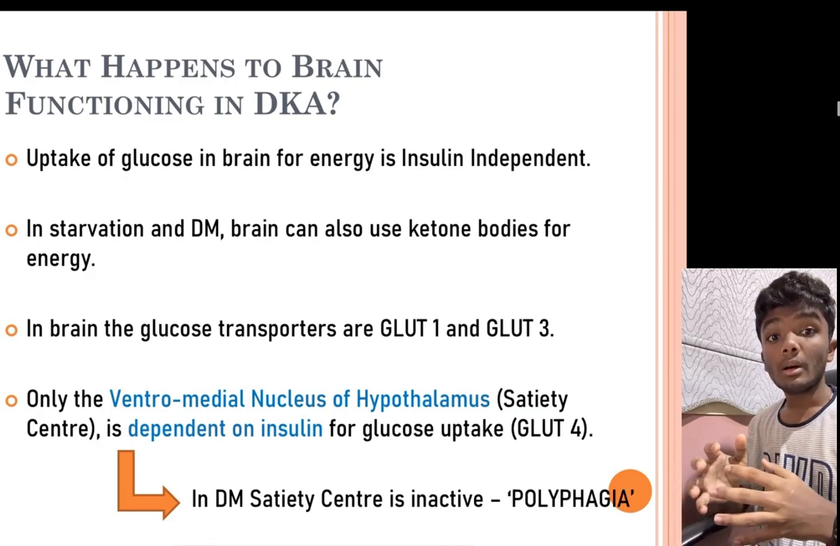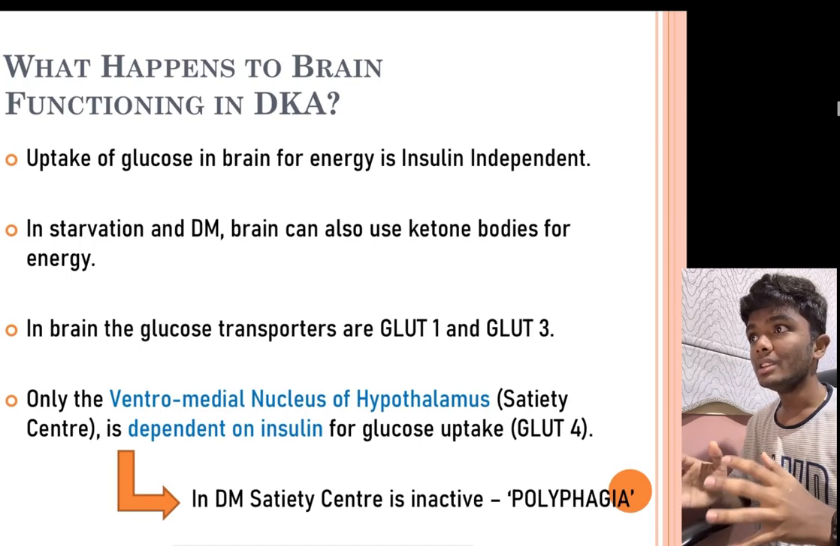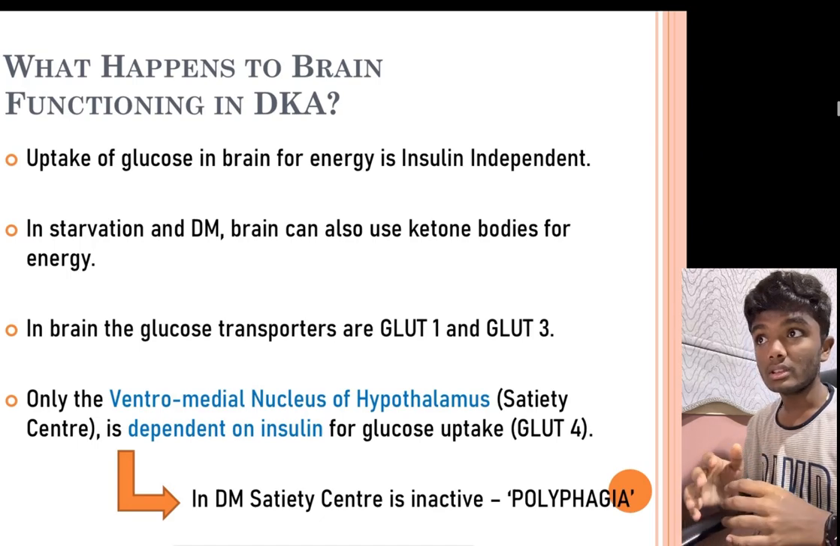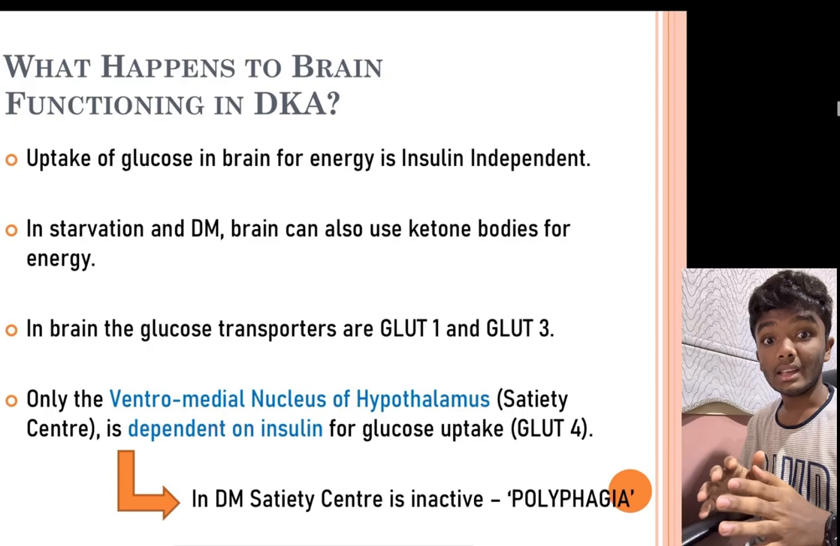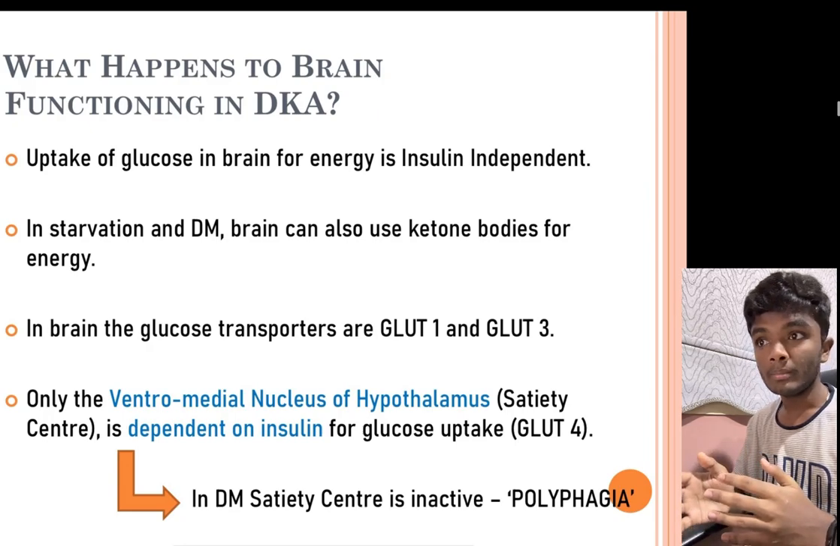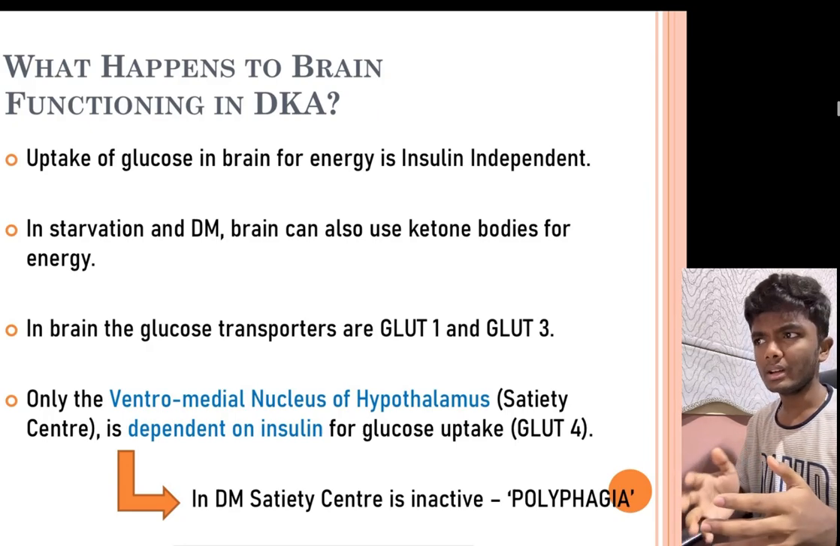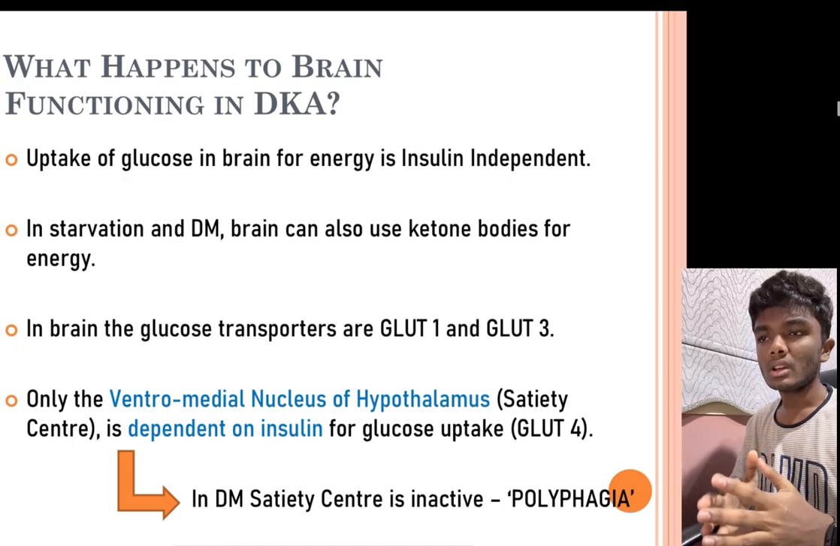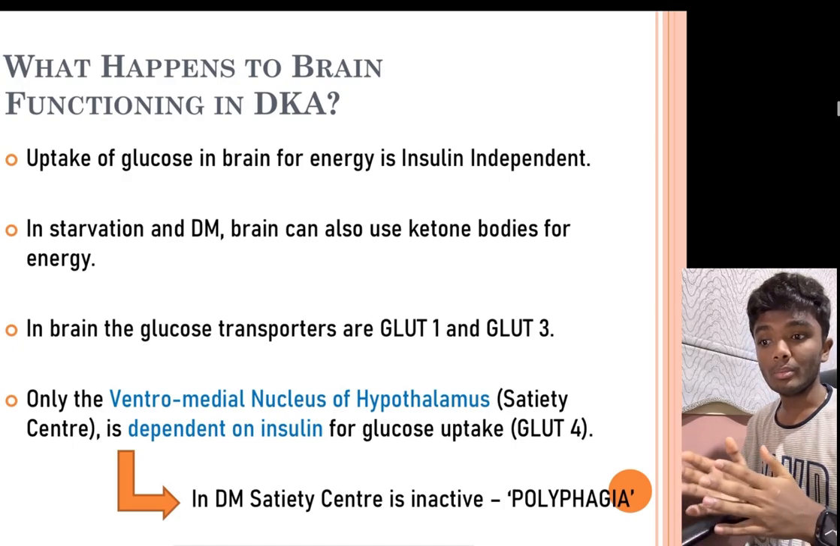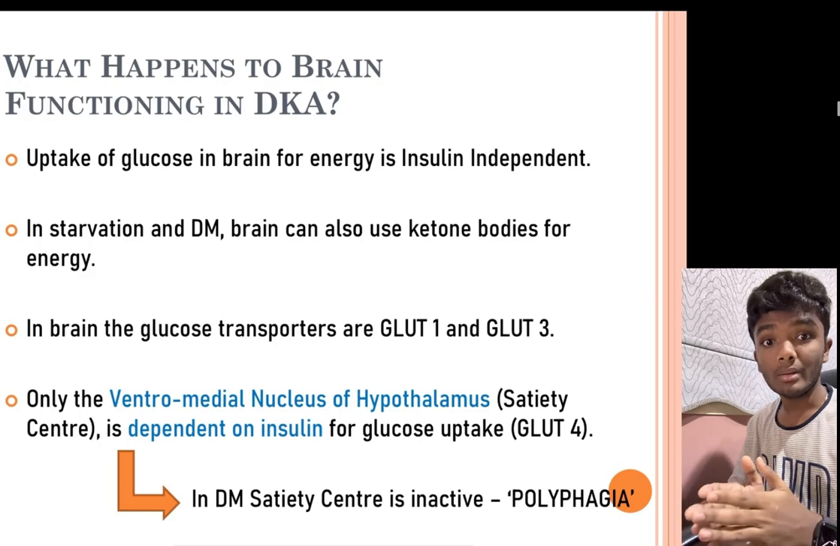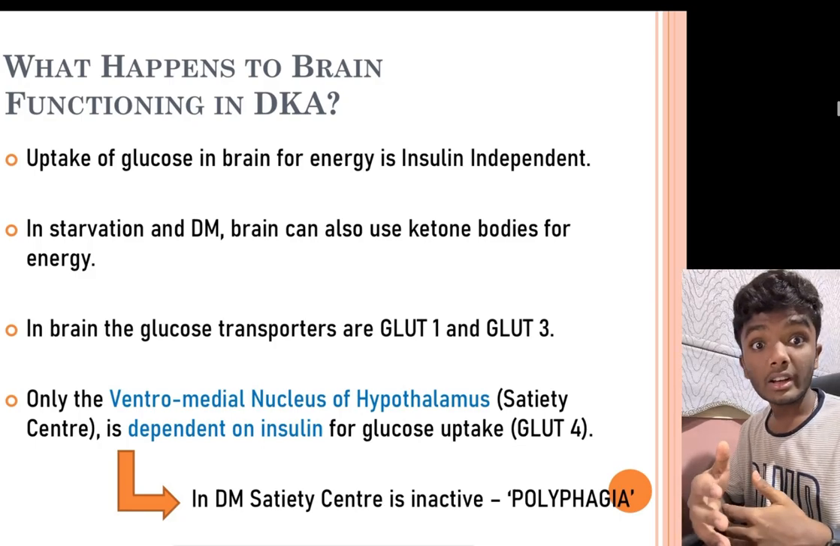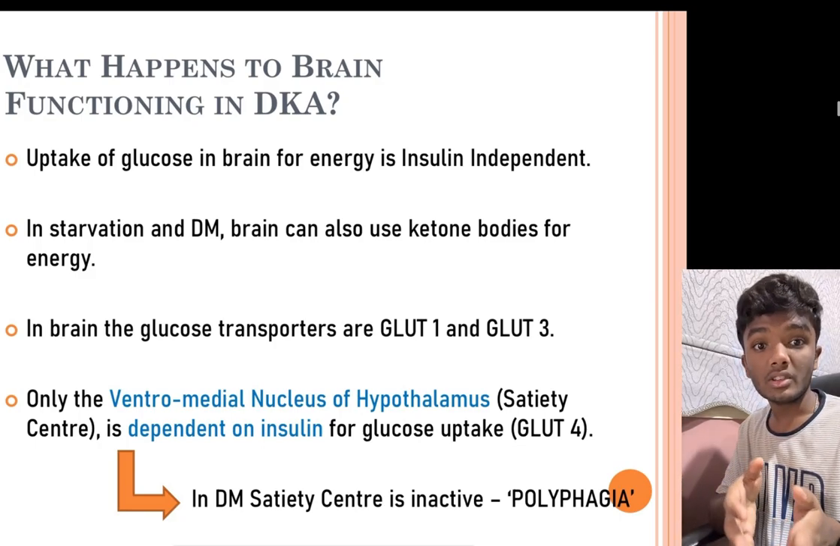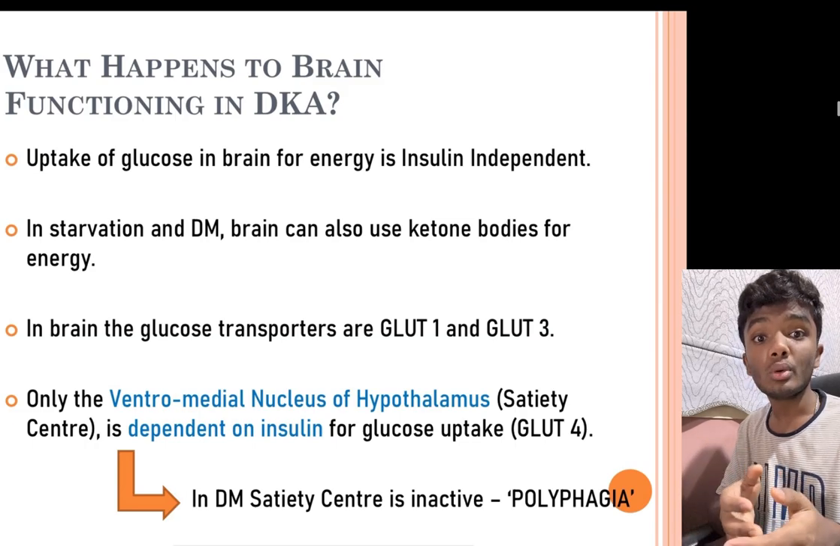To begin with, the uptake of glucose in the brain is insulin independent, which means that the glucose transporter involved is not GLUT4. It is either GLUT1 or GLUT3. It is mostly GLUT1 supplemented by GLUT3. These glucose transporters transport glucose from the blood to the brain across the blood-brain barrier. Thus, even in diabetes mellitus condition where there is a deficiency of insulin, the brain can utilize the glucose present in the blood for energy production.